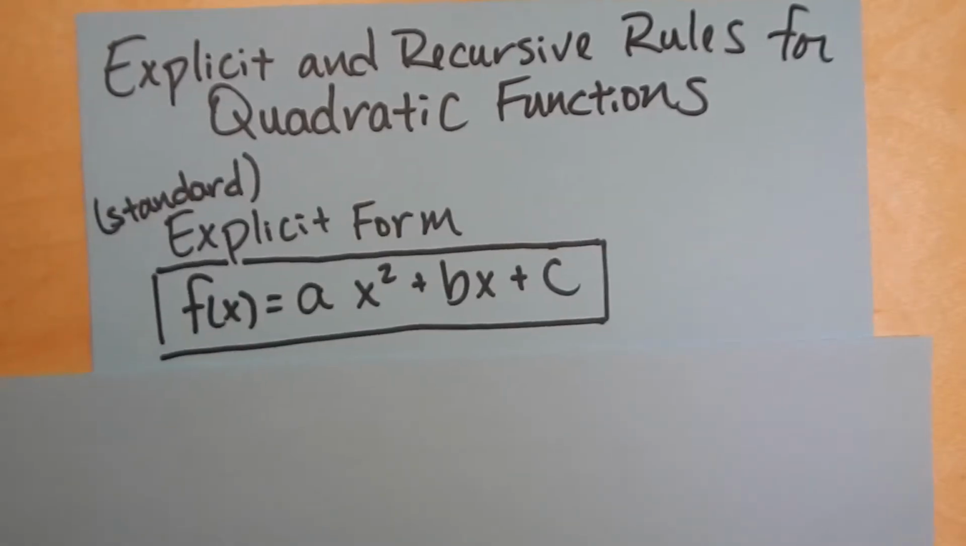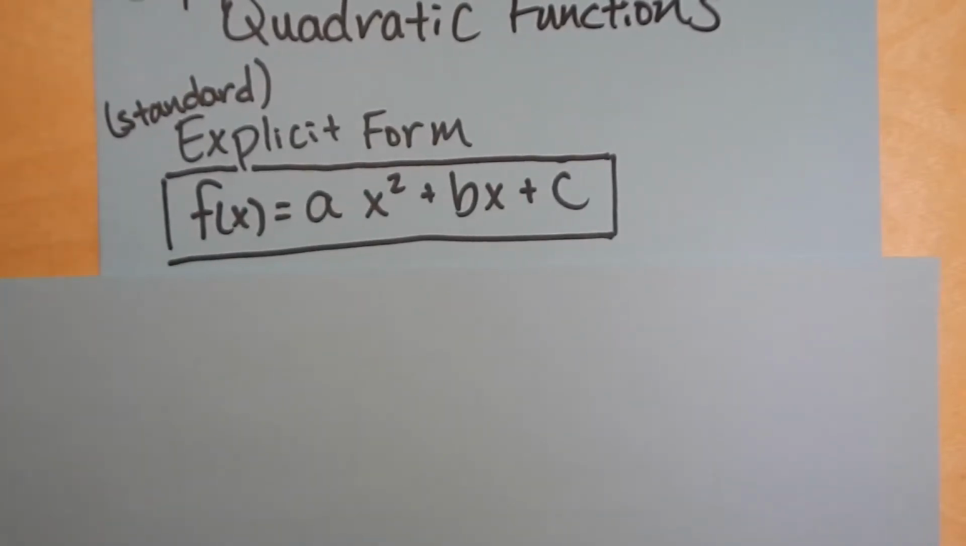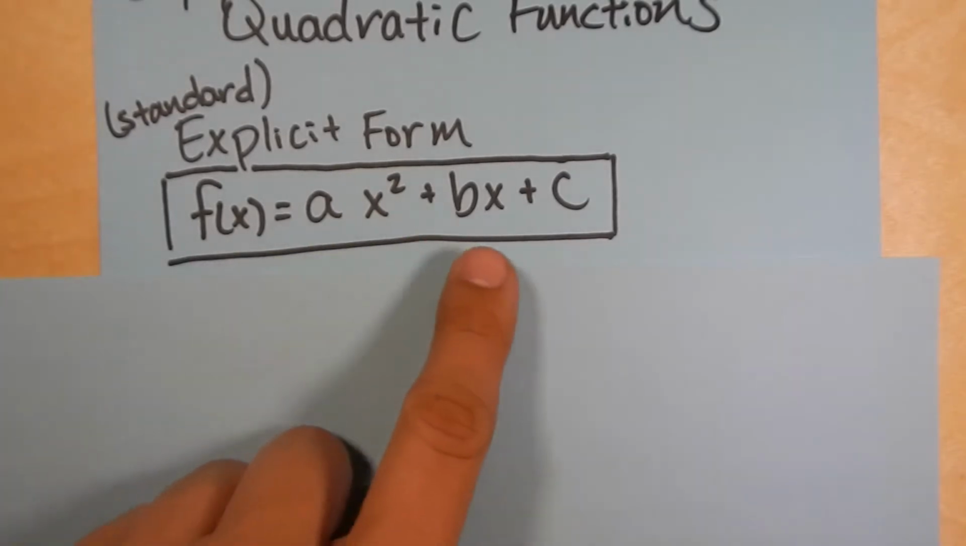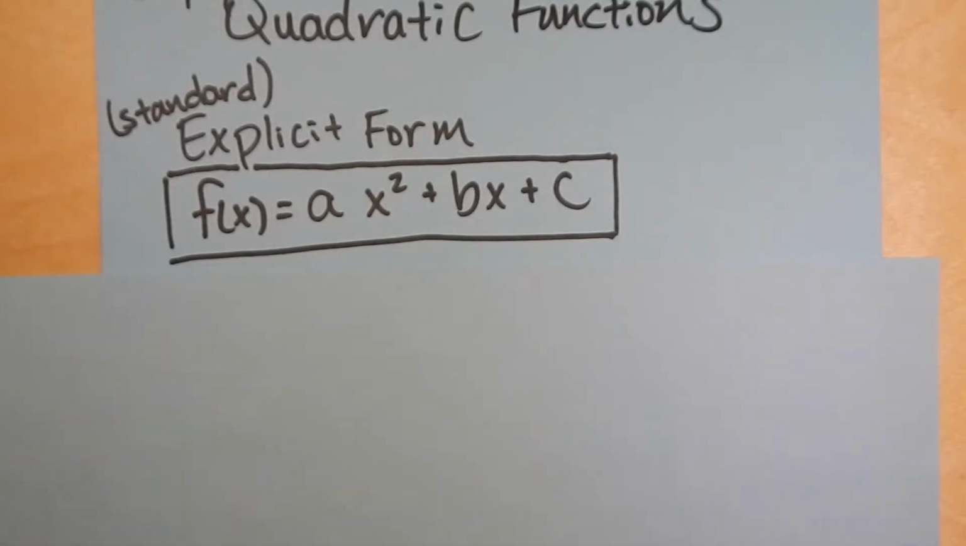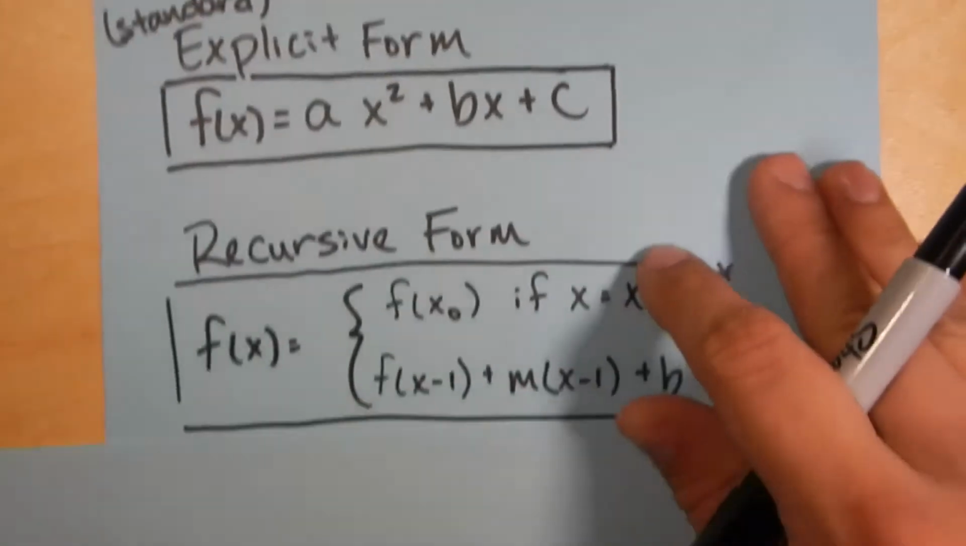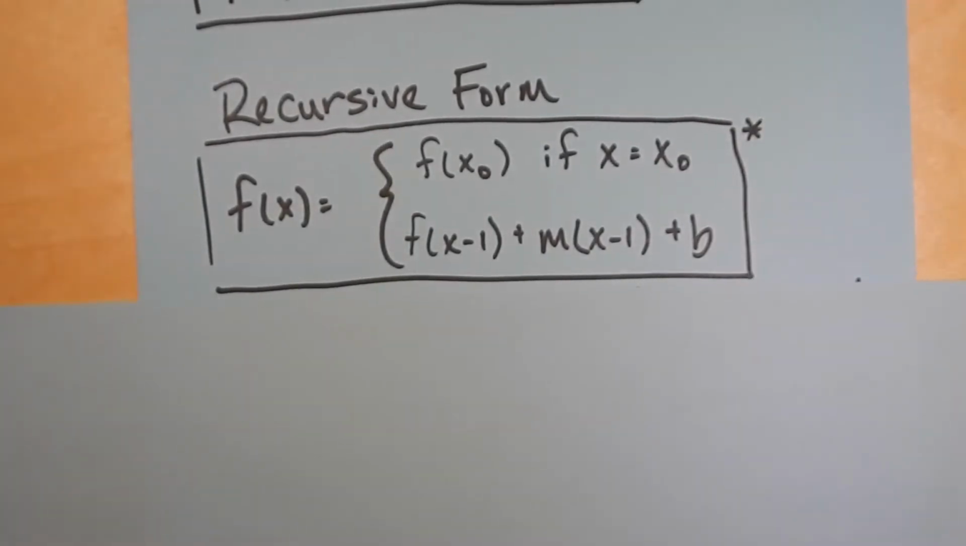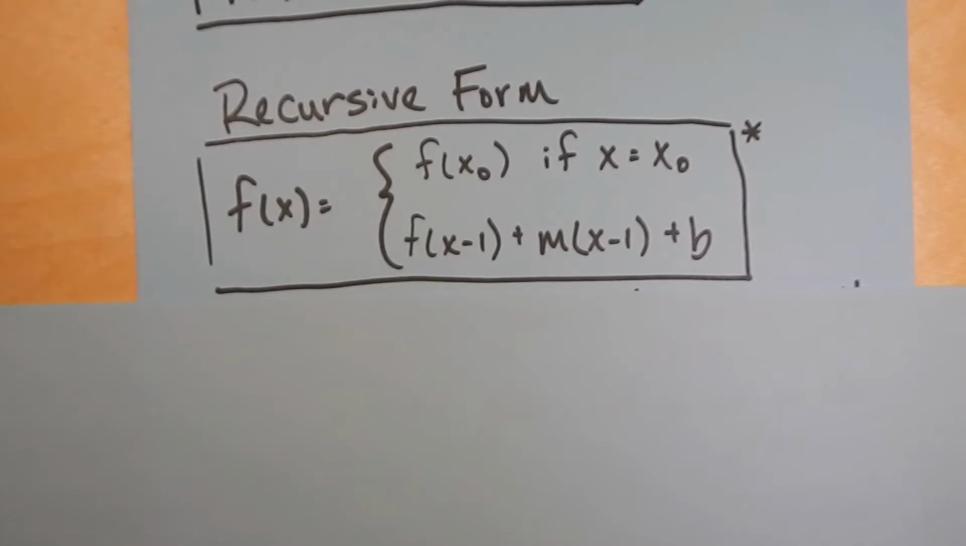The first thing we've got to talk about is what we mean by explicit form and what we mean by recursive form. What do they look like, respectively? The standard explicit form is f of x equals ax squared plus bx plus c. Our job is to find out what a, b, and c are when we're finding explicit form. Recursive form looks a bit more intimidating, but it's not terrible. It's actually pretty easy to find once you know what you're looking for.